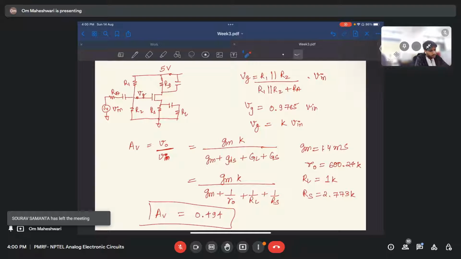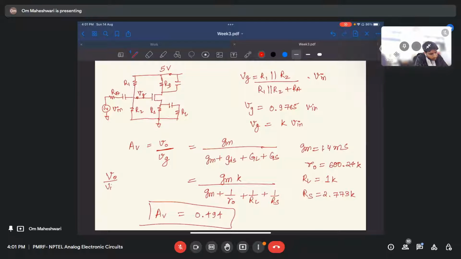Okay, sir. Okay, let me tell you again. If I remove this K, this will be GM by VG. But now what do we want? We want VO by V in. It is VO by VG into VG by V in. VG by V in we know is this K, right? So that is VO by VG into K.